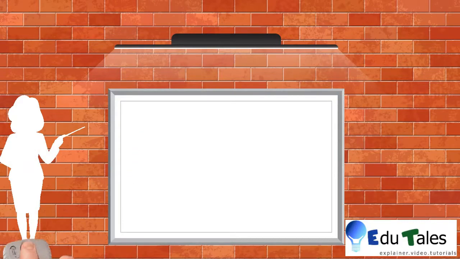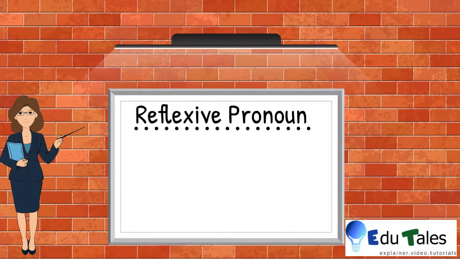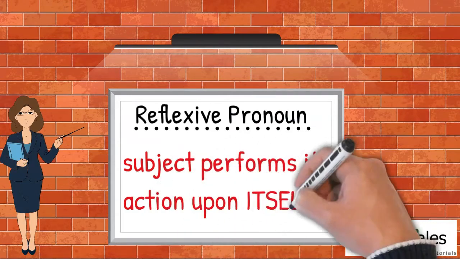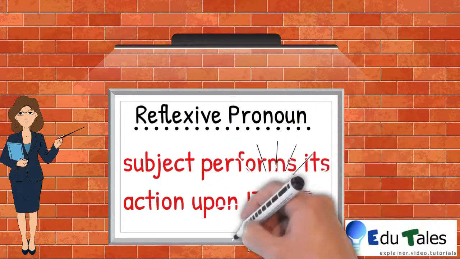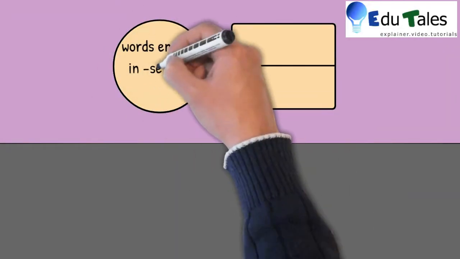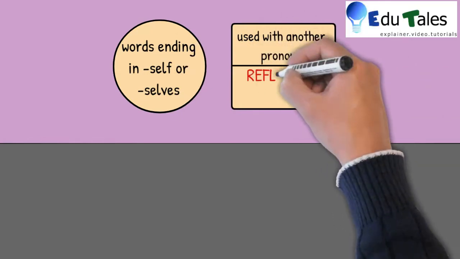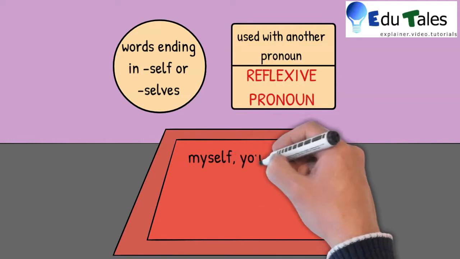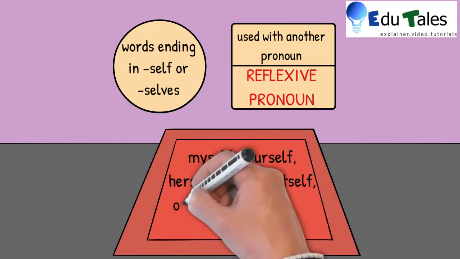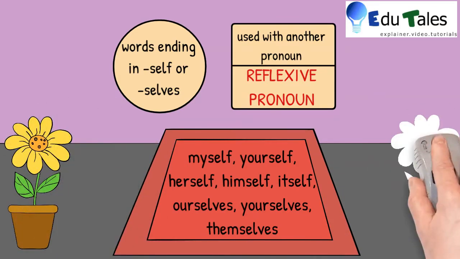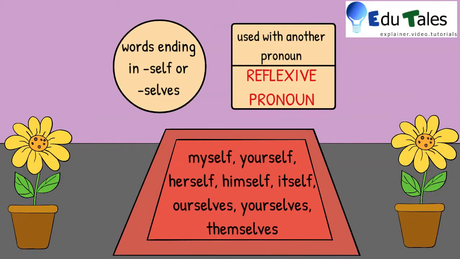Next type of pronoun is reflexive pronoun. It comes when the subject performs its action upon itself. The words which end in self or selves and are used in reference to another pronoun come in the category of reflexive pronoun. They are myself, yourself, herself, himself, itself, ourselves, yourselves, and themselves.